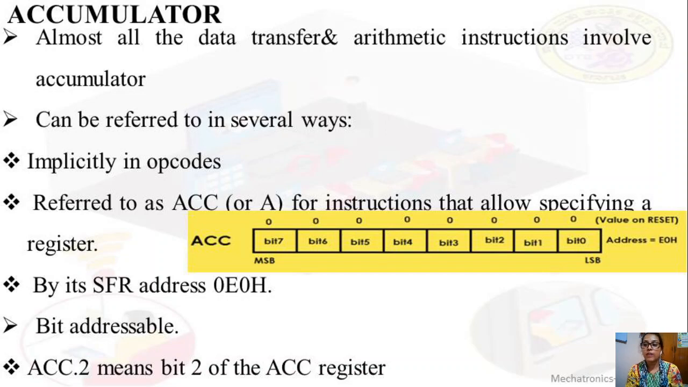So this accumulator register, why is it called an accumulator? Because it is used to accumulate or store the result of all the arithmetic and logical operations. It is mainly used for all data transfer, arithmetic and logical operations. Its address is 0E0H and it is bit addressable. ACC.2 means bit 2 of the accumulator register.